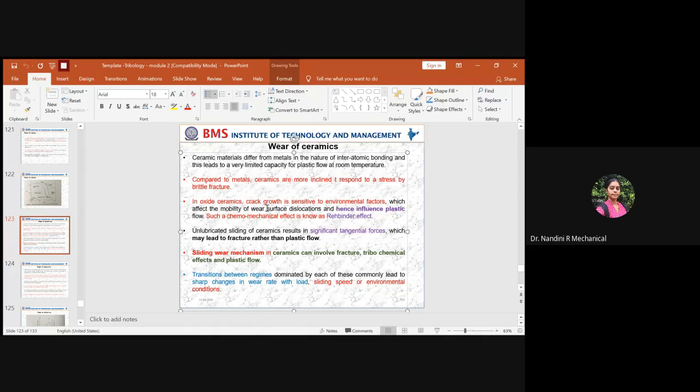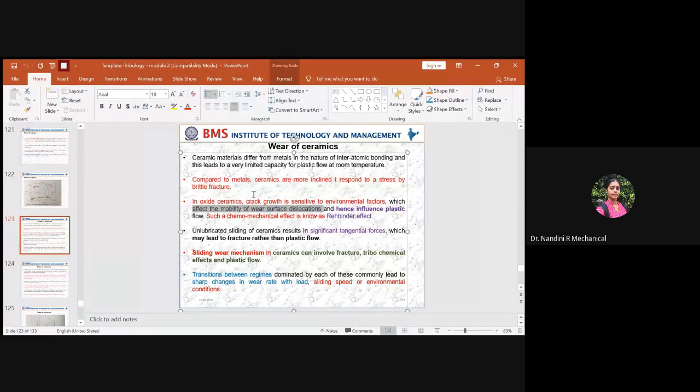And in the case of ceramics or any oxides of ceramics you are using, right? Then the crack growth which is initiated across the contact is very sensitive to environmental factors. Due to this reason, it affects the mobility of the wear surface dislocation.